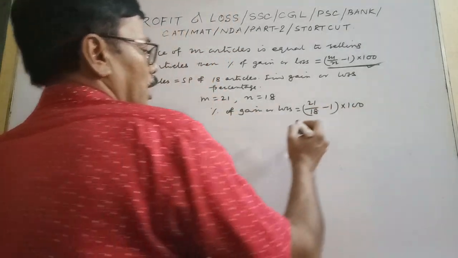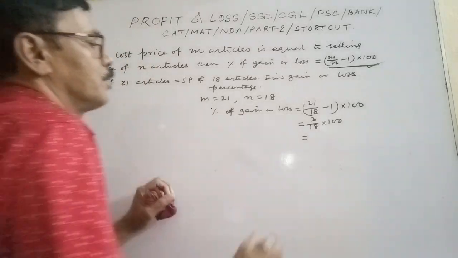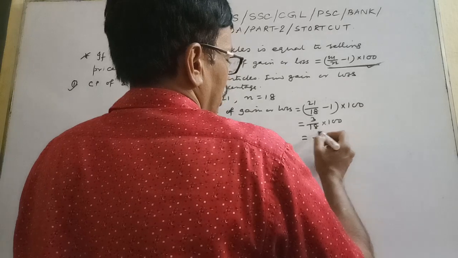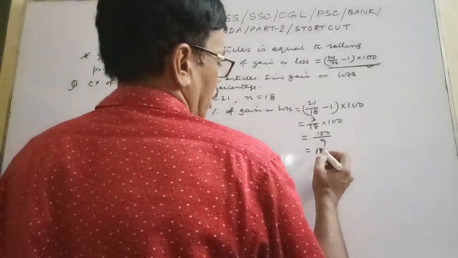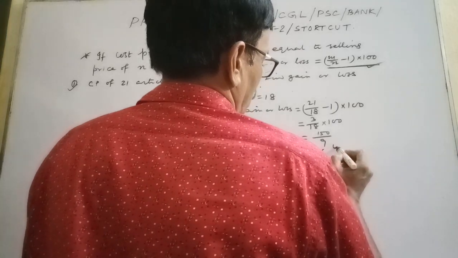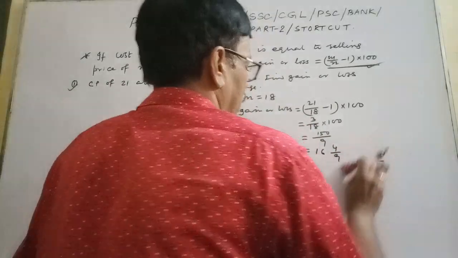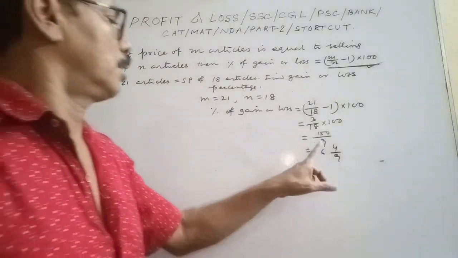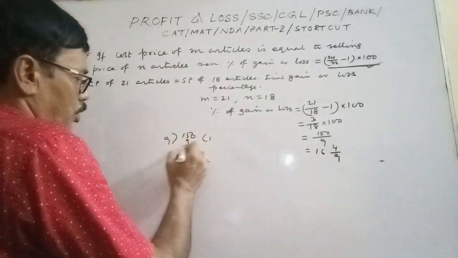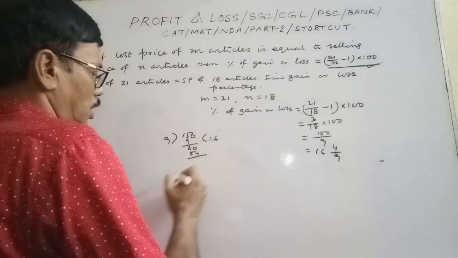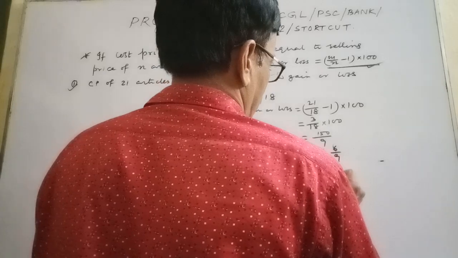So 3 by 18 into 100. So this is 9 and this is 150. So 150 by 9, which is 16 2 by 3 percent.